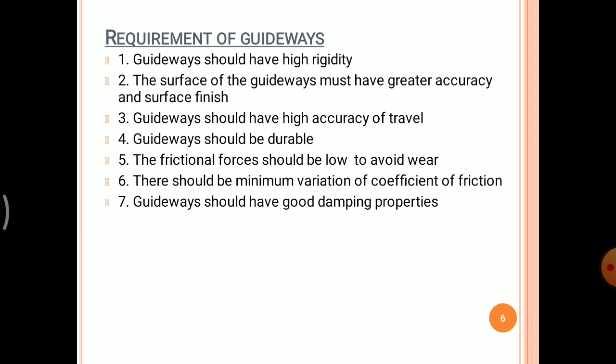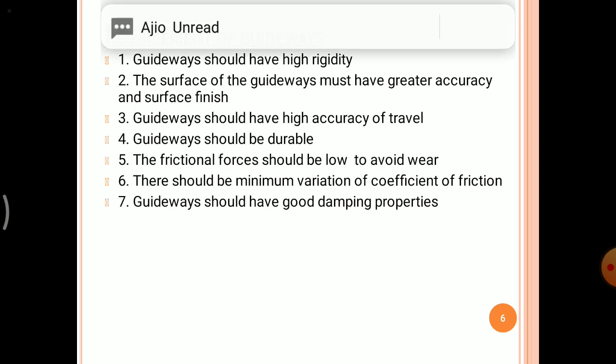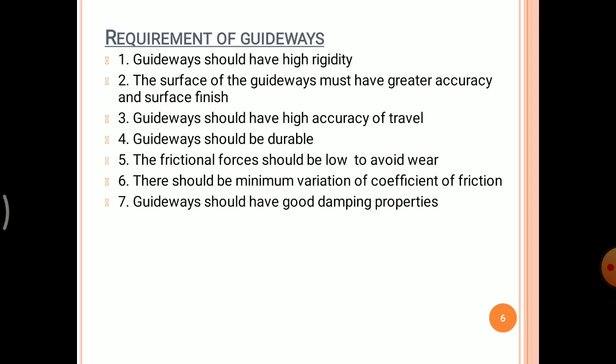Number 5, the frictional forces should be low to avoid wear. If the surface finish is very good and we are making use of proper lubricants, then there will be less friction, and therefore less wear and tear. So the guideways should have lower wear and tear.